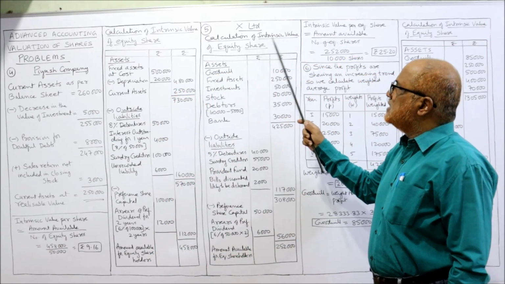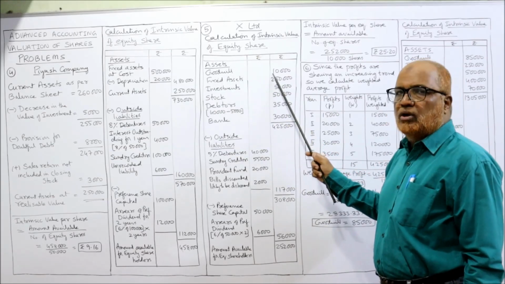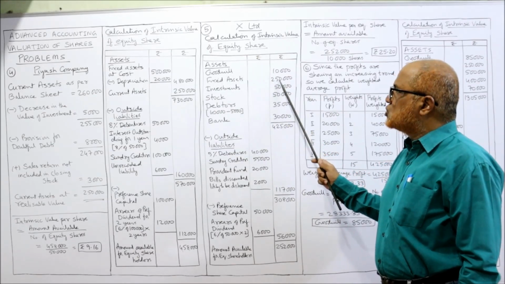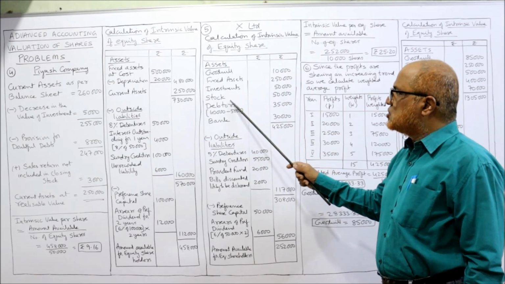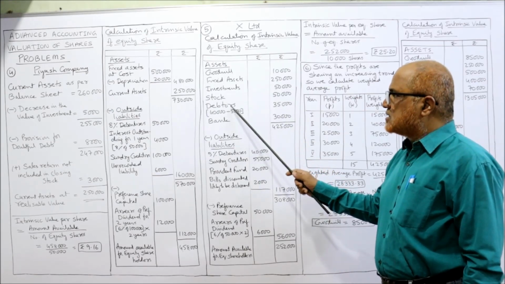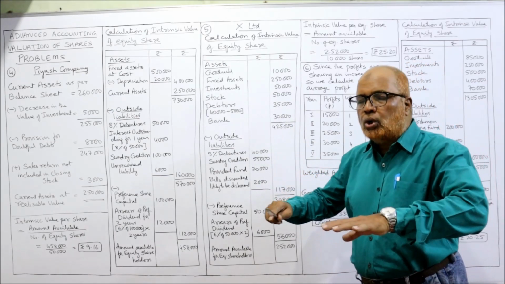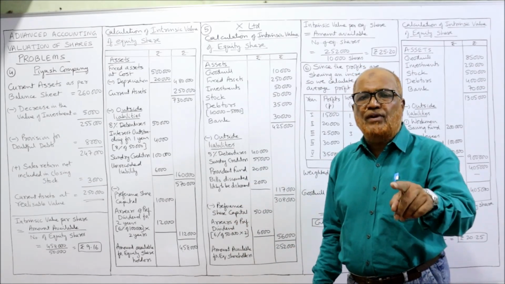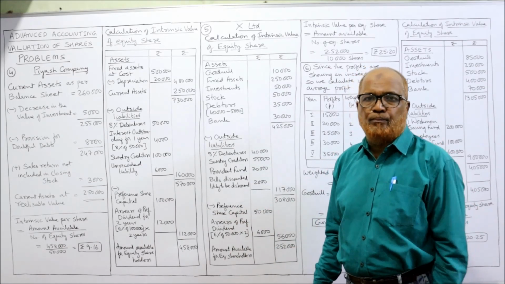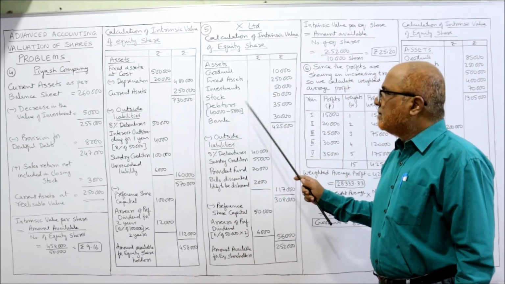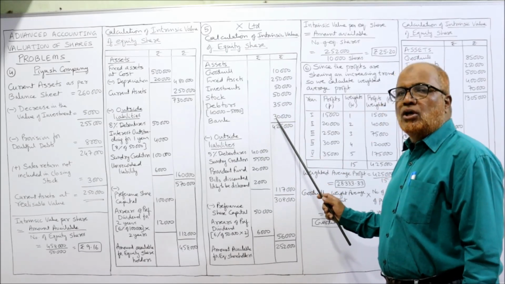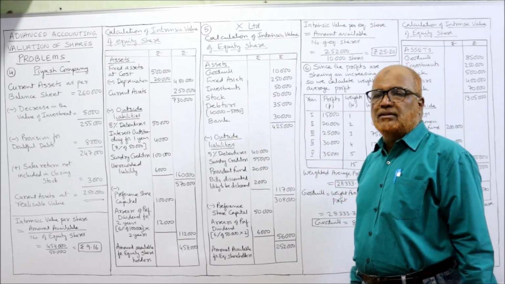Here, calculation of intrinsic value of equity share, goodwill 10,000, whatever is given in the problem. Fixed assets 2,50,000, investment 50,000, stock 50,000, debtors 40,000 are the total debtors, out of which 5,000 are doubtful. So deduct 5,000, 35,000. Bank balance 30,000. The total of assets 4,25,000.